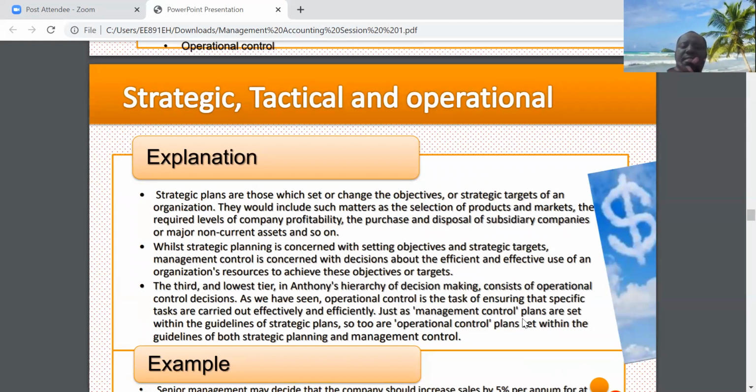They also have tactical or management control. Tactical or management control looks more into how you can effectively break down your strategic plans for execution. It's more concerned with the decisions around the effective use of an organization's resources to achieve the objectives that have been set.